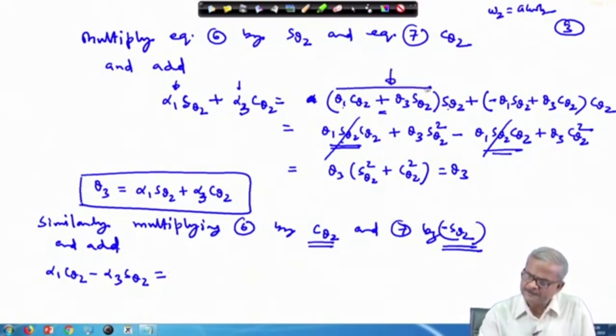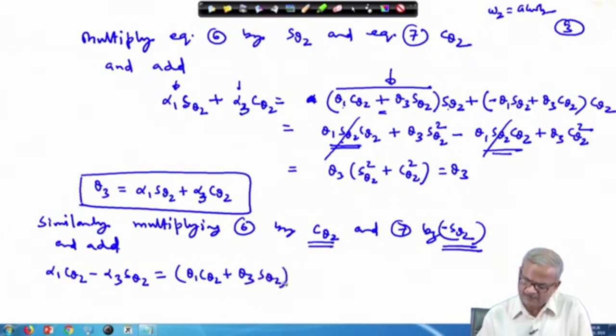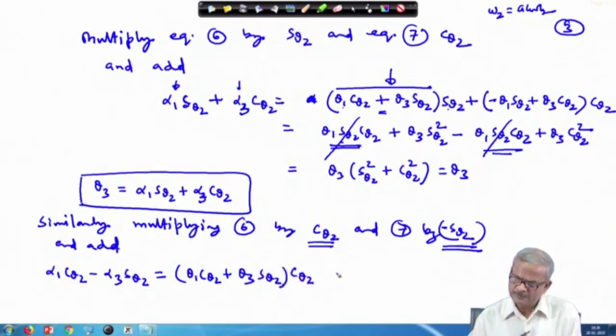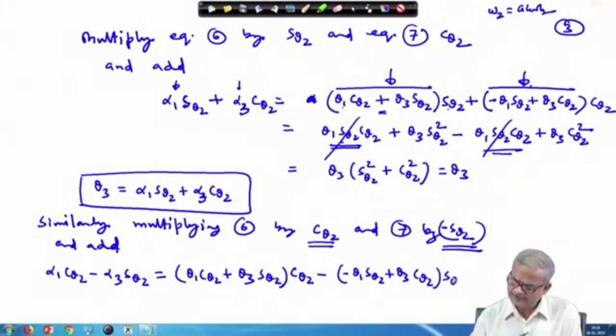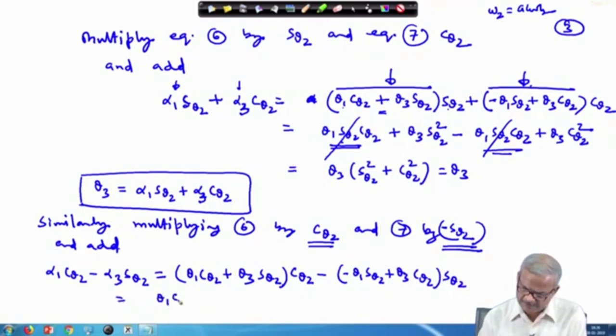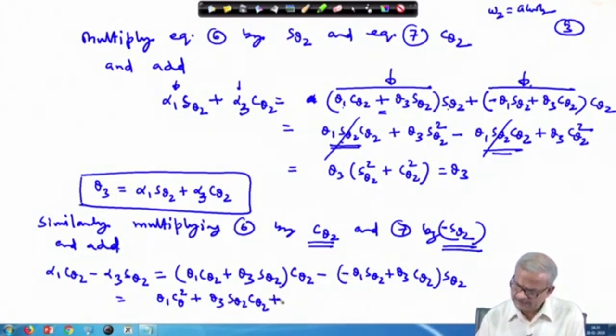So, alpha 1 is already available here in this place. So, we insert that: theta 1 c theta 2 plus theta 3 times c theta 2, okay, and minus alpha 3, alpha 3 is this term. So, minus theta 1 s theta 2 plus theta 3 c theta 2 multiplied by s theta 2. Expanding this yields theta 1 c theta 2 squared plus theta 3 s theta 2 c theta 2, minus minus gets plus, so this is theta 1 times s theta 2 squared, and here minus theta 3 s theta 2 times c theta 2.